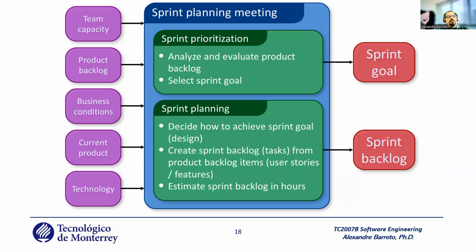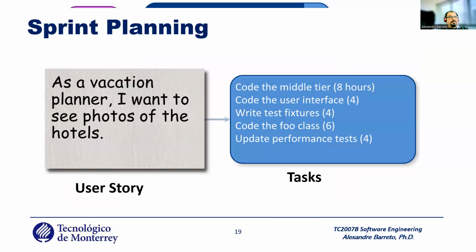You decide how to apply the sprint goal, design, and create the sprint backlog tasks from the product backlog items, user stories and features. Estimate the sprint backlog in hours. Or, as you will see later, in the story part. Example: As a vacation planner, I want to see photos of the hotels.